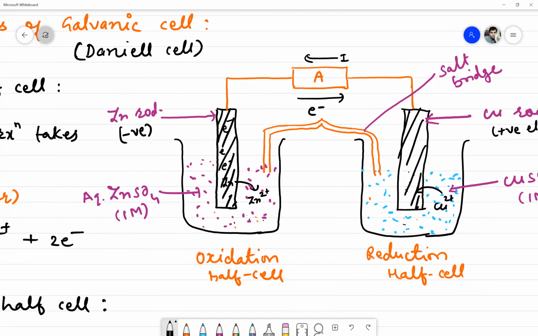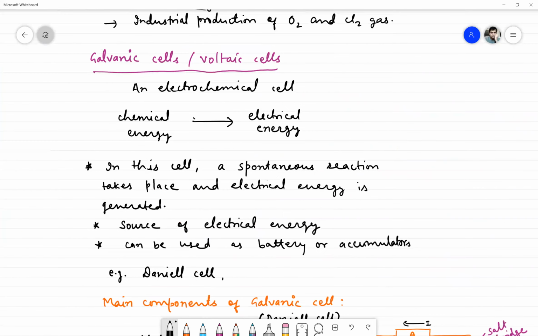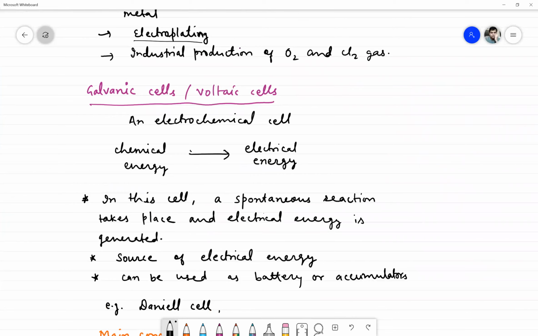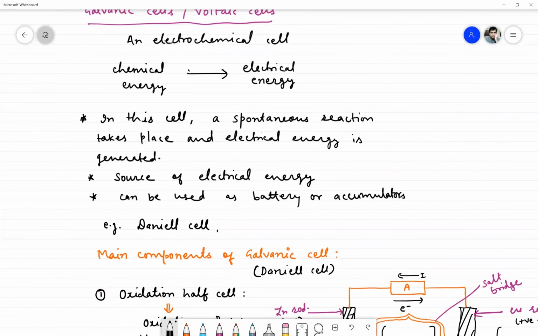Now we have seen in this lecture what a redox reaction is, and we have also learned what an electrochemical cell is and what the types of electrochemical cells are. We have seen that electrochemical cells are of two types: electrolytic cell and galvanic cell.